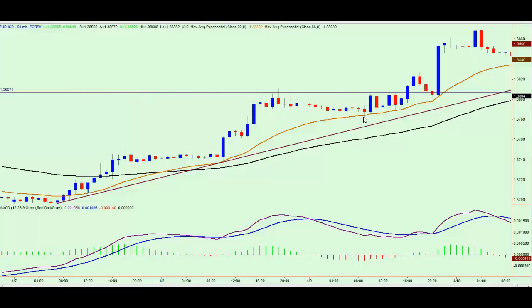But we could see that even though price reacted from this area and pulled back, it didn't break below this previous low from the European Open. So we started to create higher lows pushing up all the way up here. So we can see that that was actually an ascending triangle that was forming.